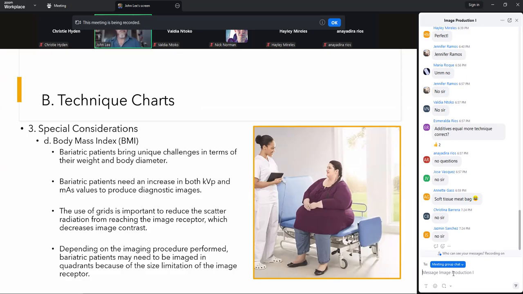Larger patients with a high BMI, we're going to need an increase in kV and mass. Definitely want to use a grid. We want to add grids where we would probably normally not use them. Depending on their size and the exam or procedure being done, we may have to do them in sections. Because of that increased OID, some of those bones may not fit all on one image receptor, so we may end up having to do 2, and in the cases of abdomens, we may end up having to do 4.